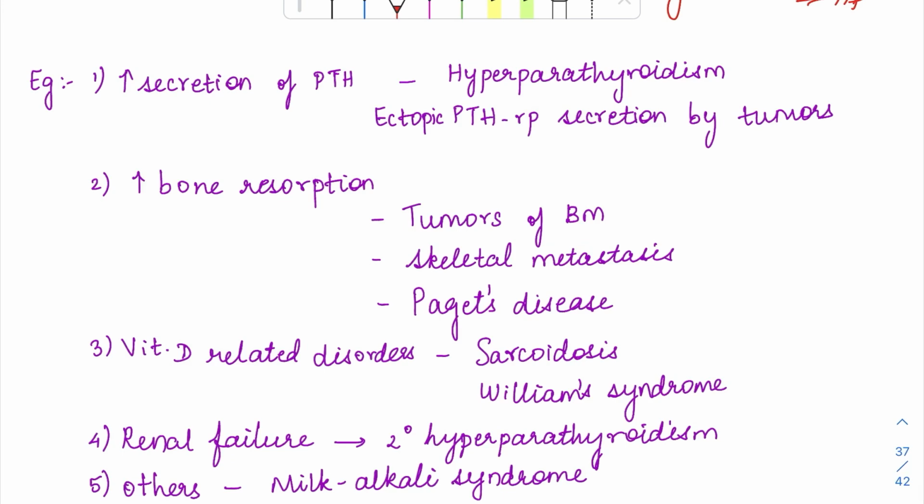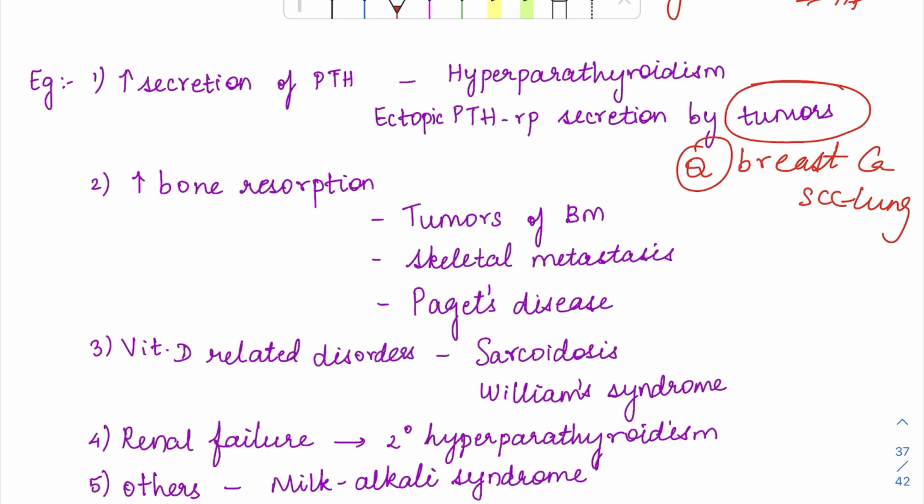Whenever there is an increased secretion of parathormone, it can lead to hyperparathyroidism. In some tumors, there is going to be a paraneoplastic syndrome wherein parathormone related protein or PTH-RP is secreted ectopically by the tumors. Those can result in hypercalcemia, especially breast cancer and lung cancer. Breast cancer is the most common cancer in which hypercalcemia is seen.